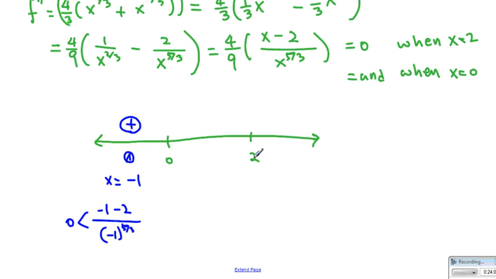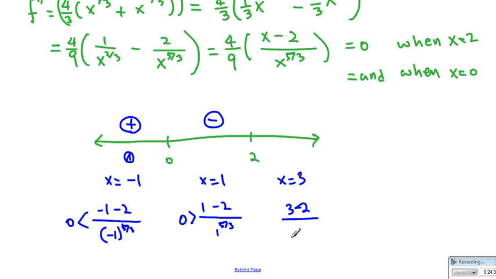Between 0 and 2, we can plug in for the second section x equals 1. Then we get 1 minus 2 over 1 to the 5/3 power. You can clearly see that the numerator is negative while the denominator is positive, so this will be less than 0. So we have negative concavity. Now the third section can be when x equals 3, then 3 minus 2 over 3 to the 5/3 power. You can clearly see that this is positive.